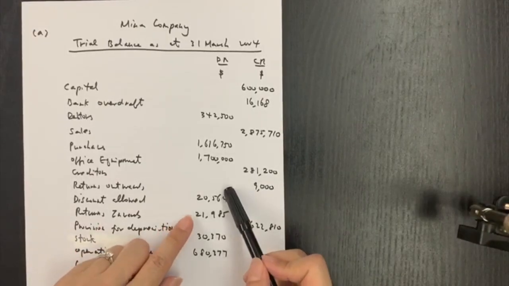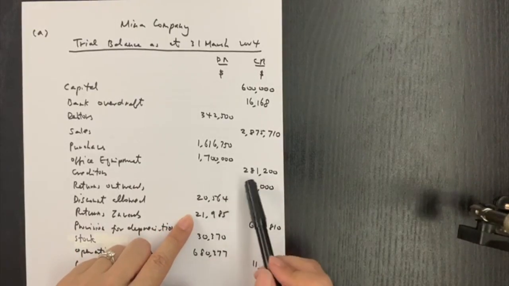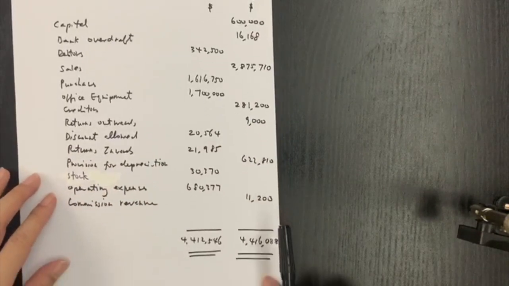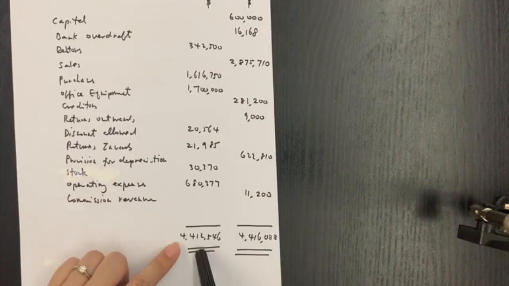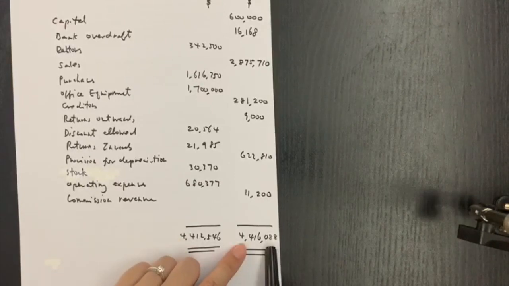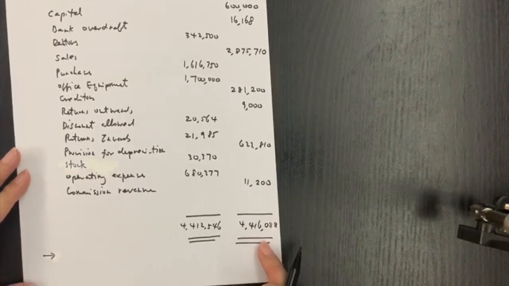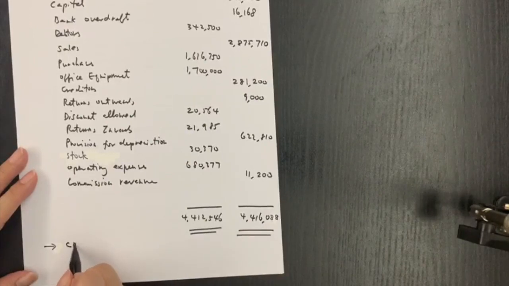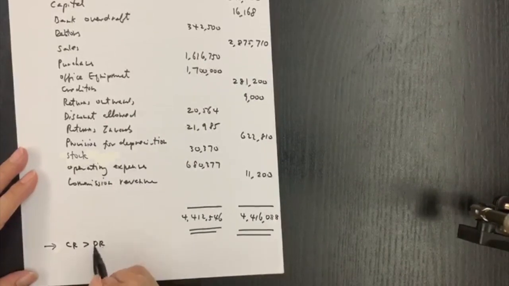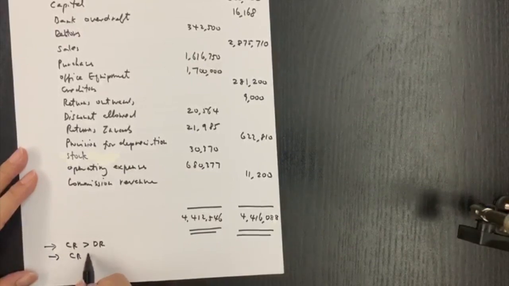Okay, so after we have distinguished what items should be debits and what items should be credits, we need to use a calculator to work out the total on the debit side and credit side. And here the debit side is 4,412,546. Unfortunately, the total on the credit side is not the same. That means there must be mistakes and errors in the books, right? So the analysis will be like this. So here is the analysis. Now we have the credit side, which is bigger, right? So the credit side is bigger than the debit side. That means there is a credit balance.